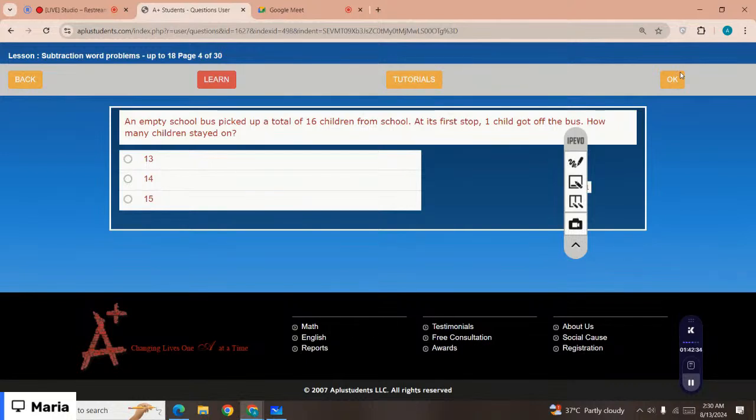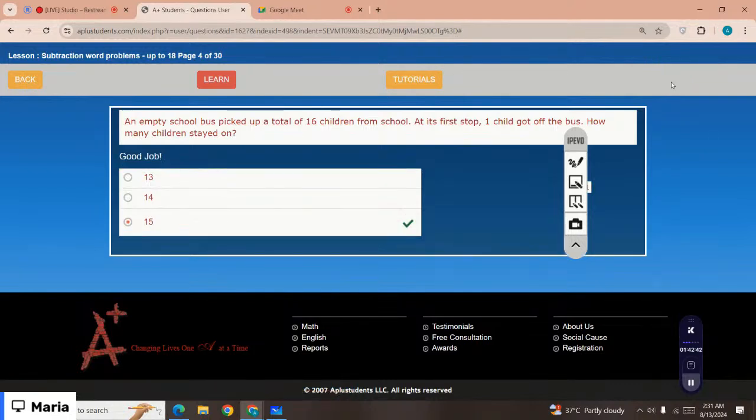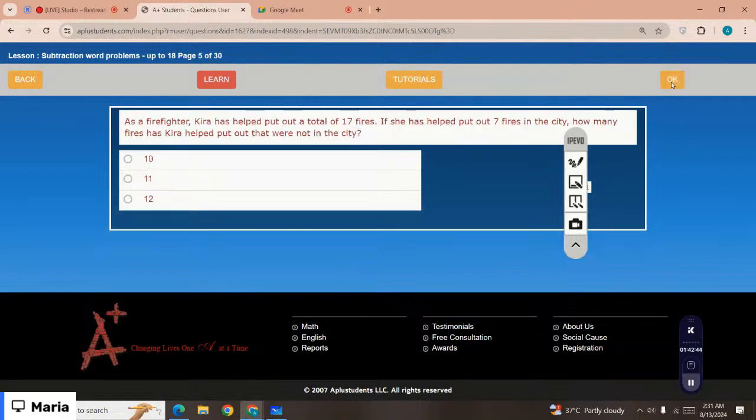The correct option is, very good, 15. 16 take away 1 is 15. One dropped off. So, 15 of them stayed on.